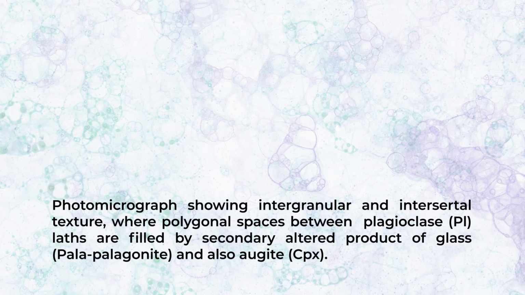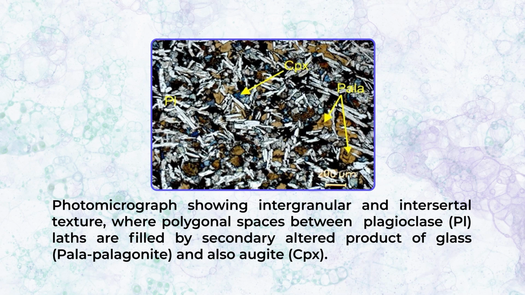This photomicrograph shows intergranular and intersertal textures, where polygonal spaces between plagioclase laths are filled up by secondary altered products of glass such as palagonite, and also augite or clinopyroxene.